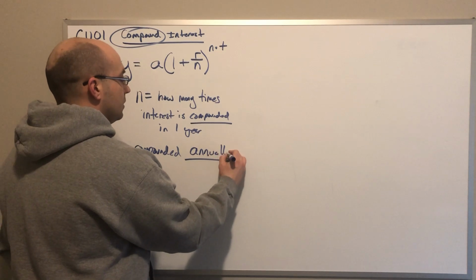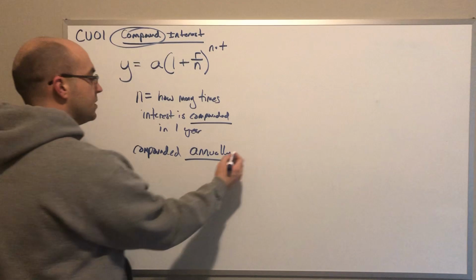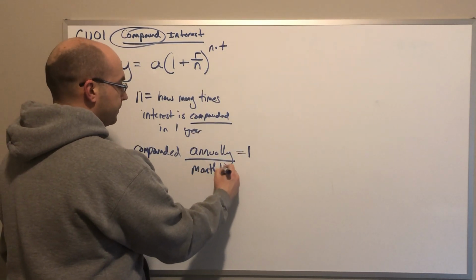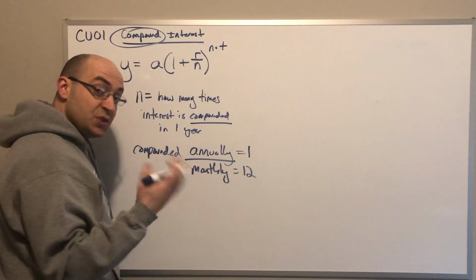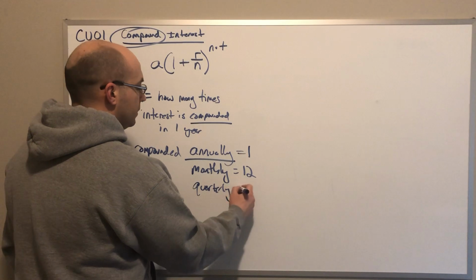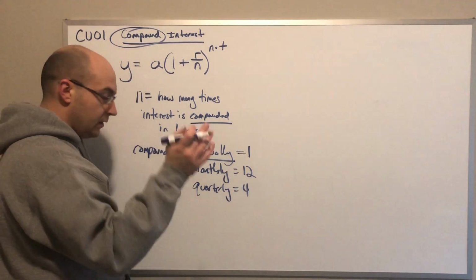Annually. And you have to ask yourself, well, how many times does annually happen in 1 year? And that's 1. So annually would be 1 for n. Monthly, that's 12, because it happens 12 times in 1 year. Quarterly, and that's 4, right? Because there's 4 quarters in a year.